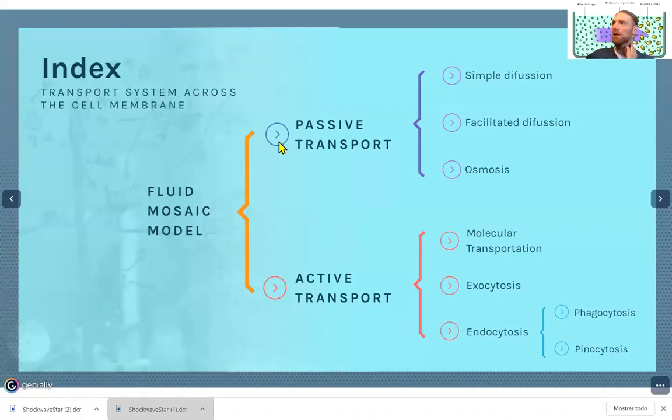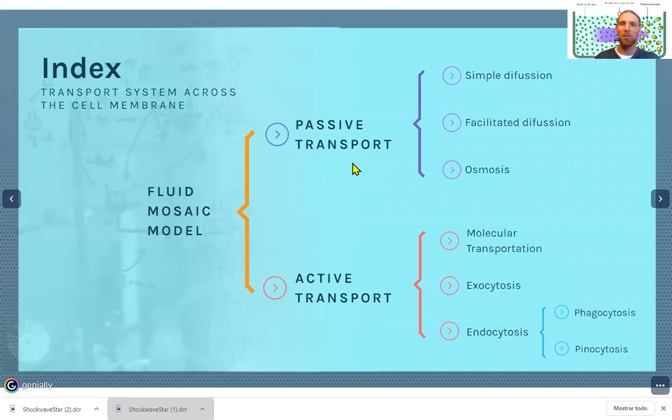Like I said yesterday, we have 2 main types of transport, which are passive transport and active transport. The main difference between both of them is that active transport needs energy and passive transport does not need energy. It's as simple as that, okay? And passive transport, because it doesn't need energy, is all powered by concentration gradients, okay?